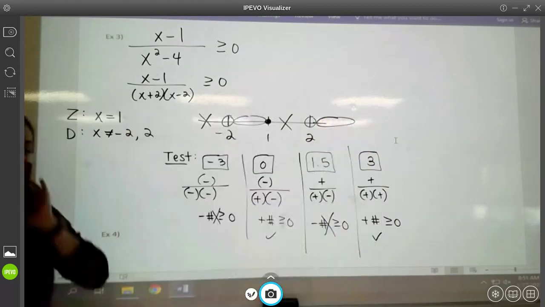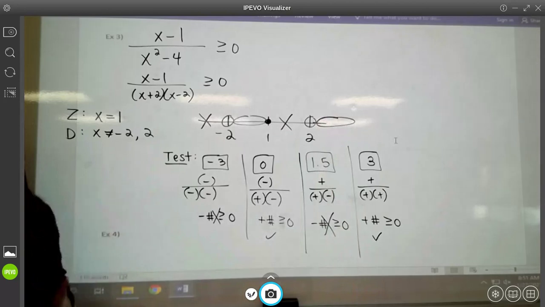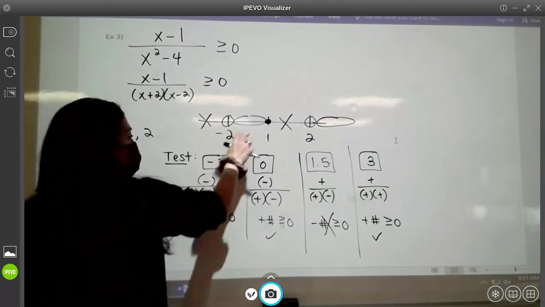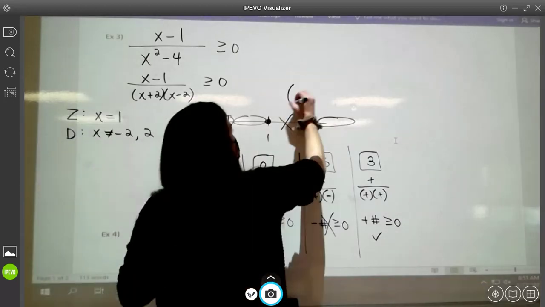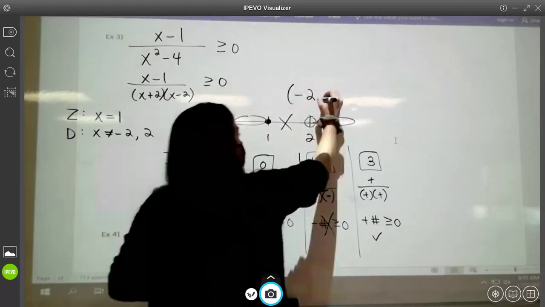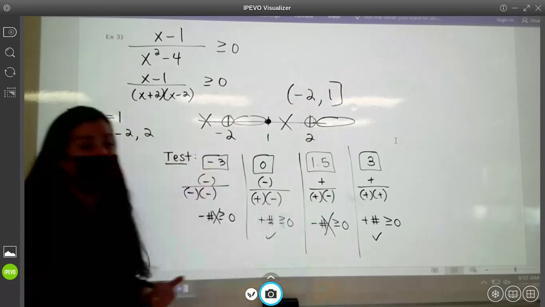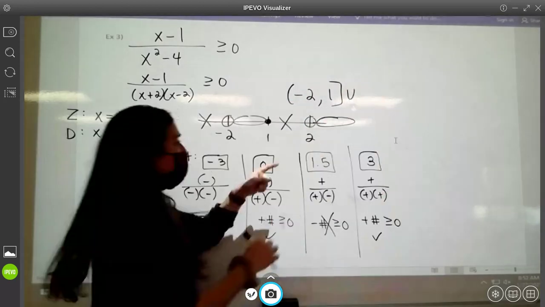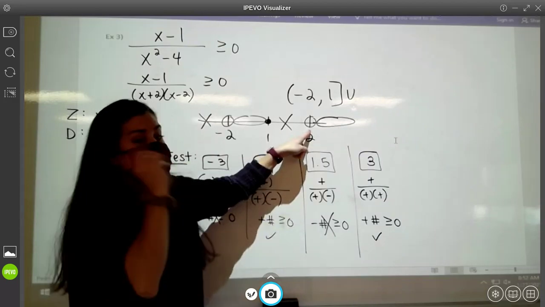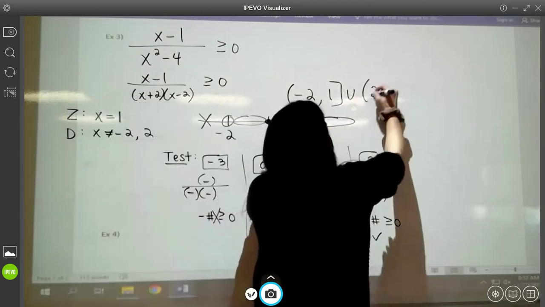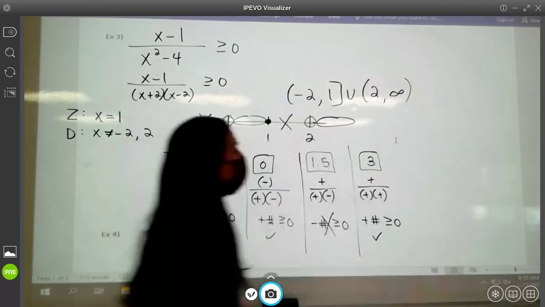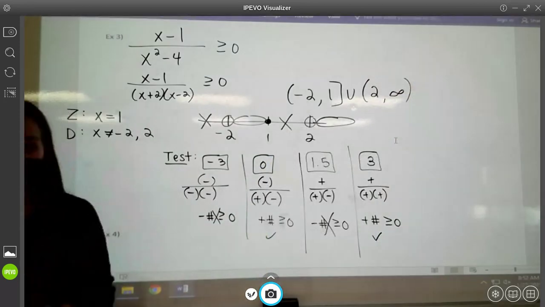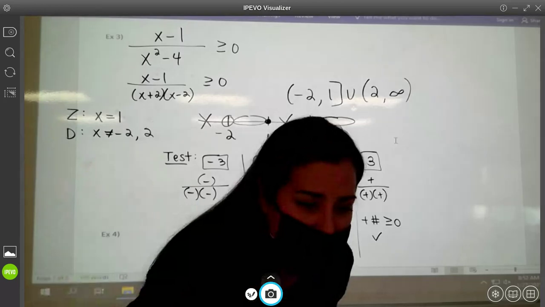So now all we have to do is name those good intervals. What are the intervals of x that made this inequality true? These guys from -2 to 1, not including -2, but including 1. And then union, we didn't pick back up until we got to 2, but we don't include 2, and then we go all the way to infinity. And those are your good x values. Does this make sense? Are you okay? Guys at home, are we okay?